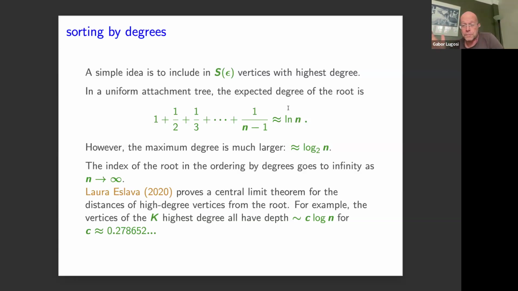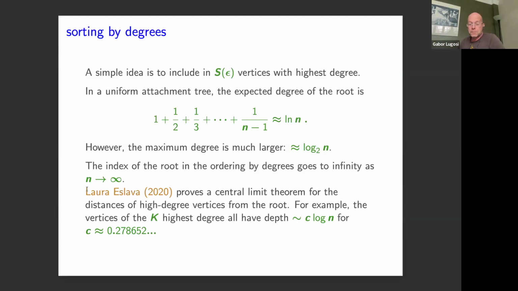However, it is well known from the theory of uniform random recursive trees that the maximum degree is much higher than ln n. It's actually a constant factor higher. So just by random fluctuations, by chance, in the uniform attachment tree there will be vertices that have much higher degree. In fact, the index of the root, if you order vertices by degrees, goes to infinity.